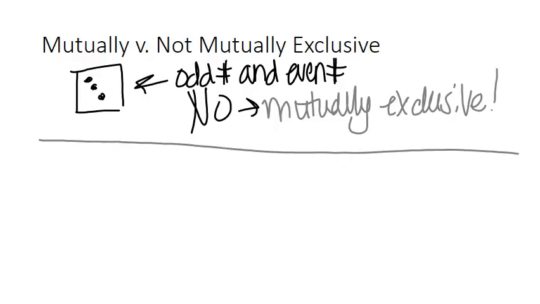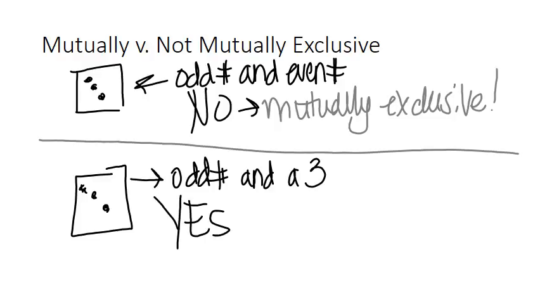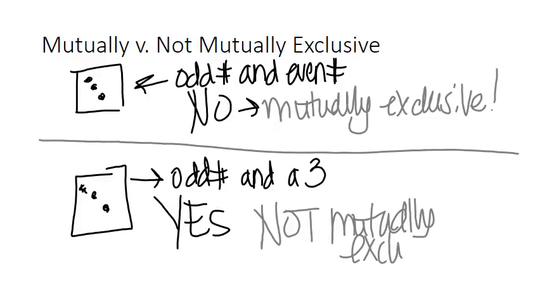Can I get a 3? Excuse me. Can I get a 3 and get an odd number? Okay, so this time I roll a 3. There's my 3. Is this an odd number and a 3 at the same time? Yes, yes it is. And because it is, then we say these are not mutually exclusive. Because they share, it can be an odd and a 3 at the same time.